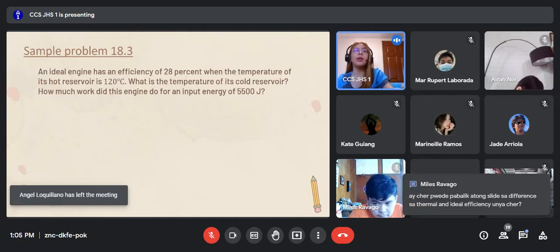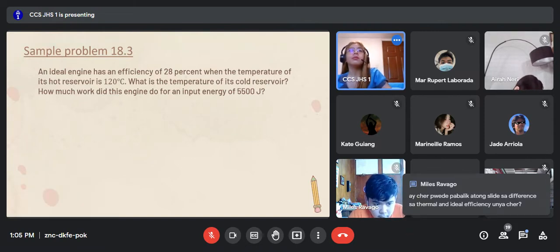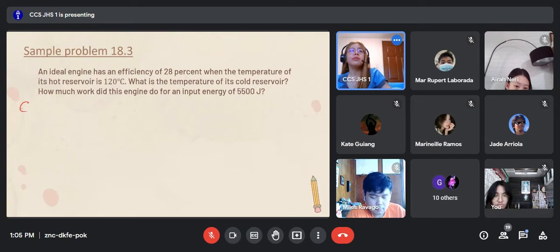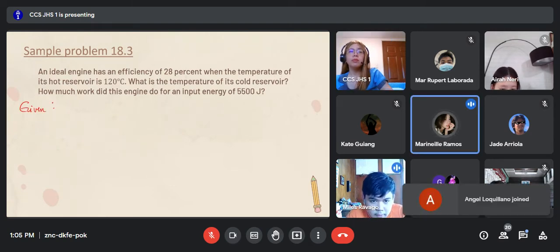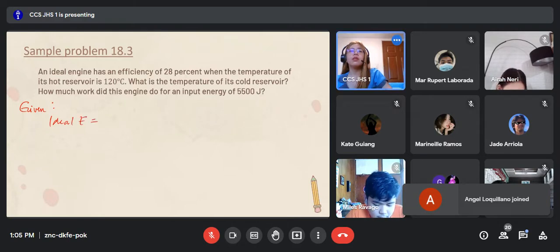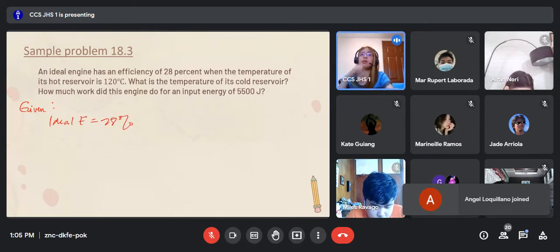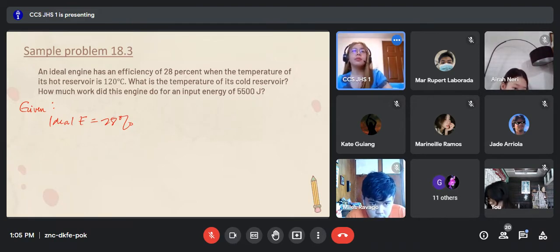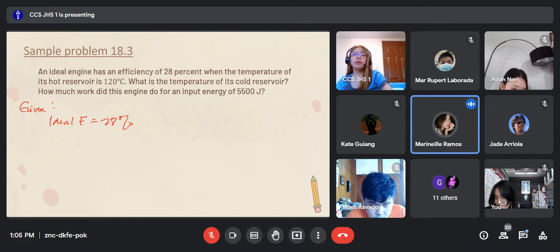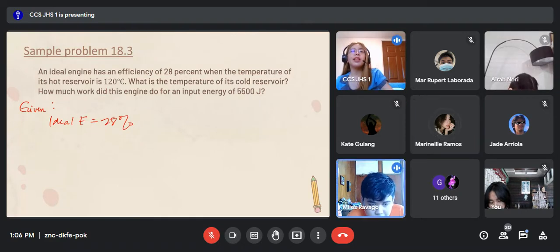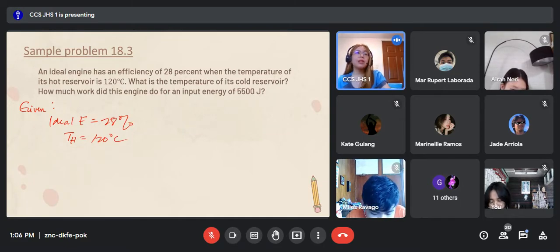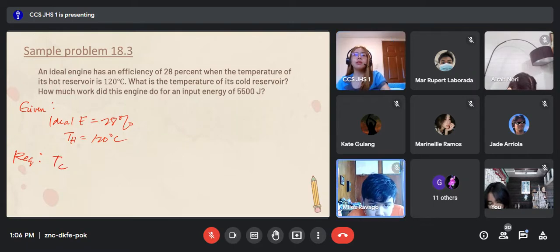Okay. So what are the givens in this problem? Ideal efficiency, 28%. What else? TH, 120 degrees Celsius. So what is asked, required in this problem? TC and work.